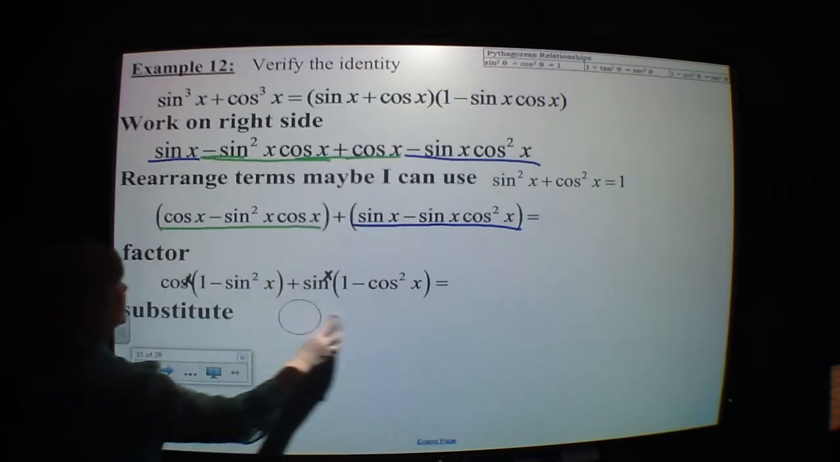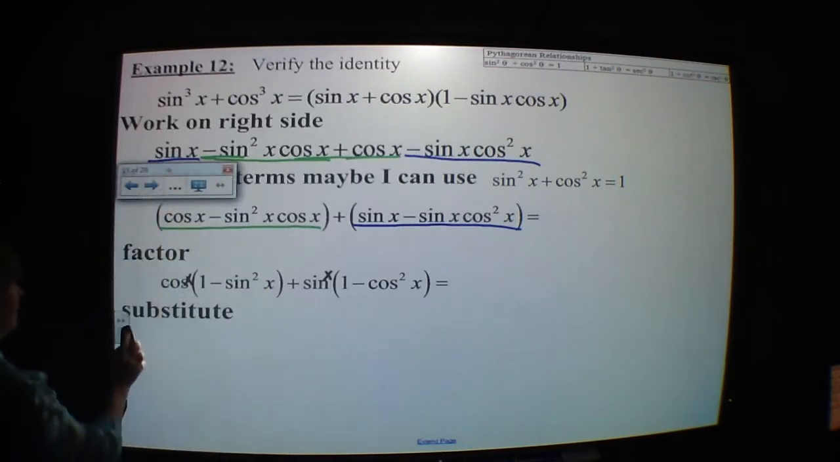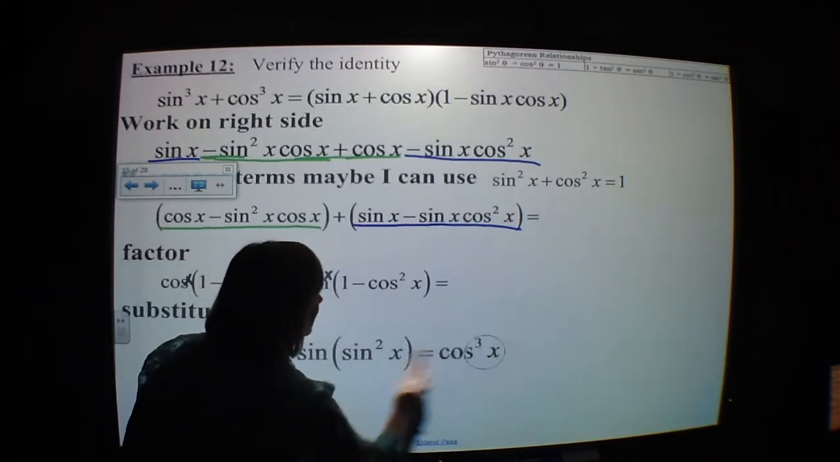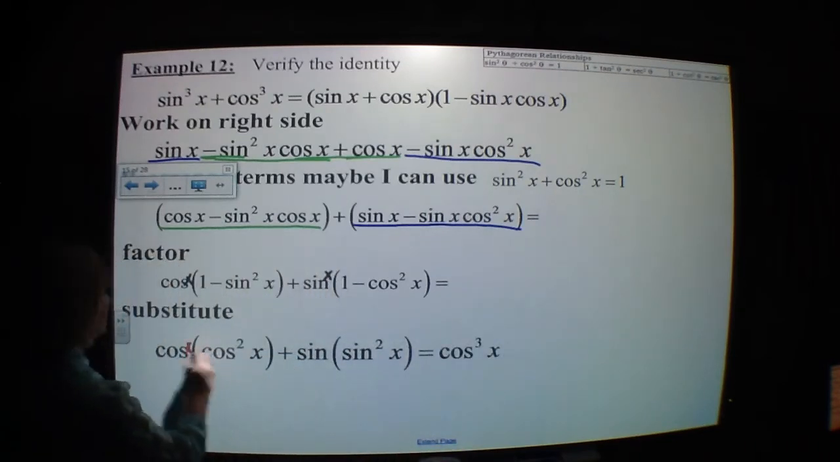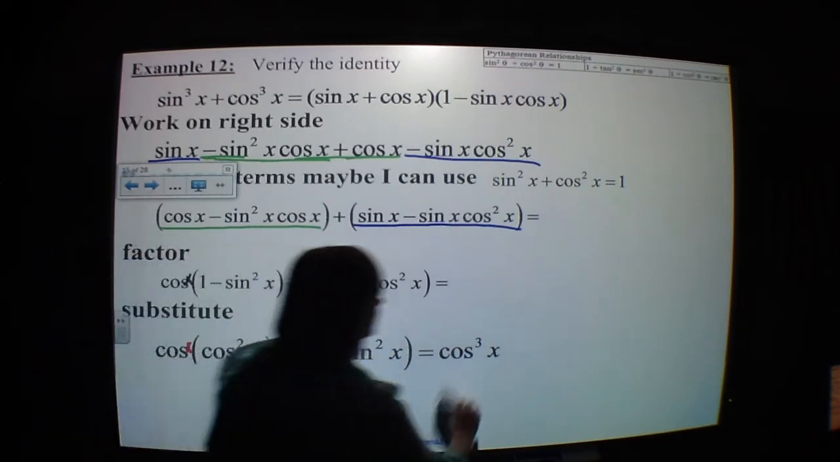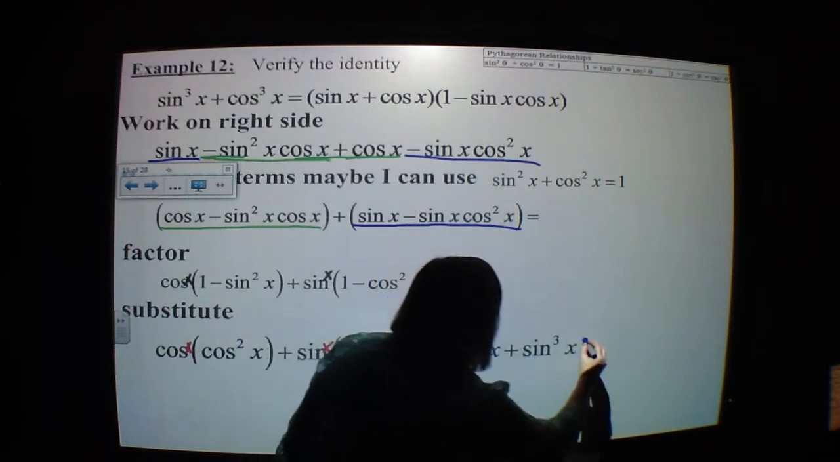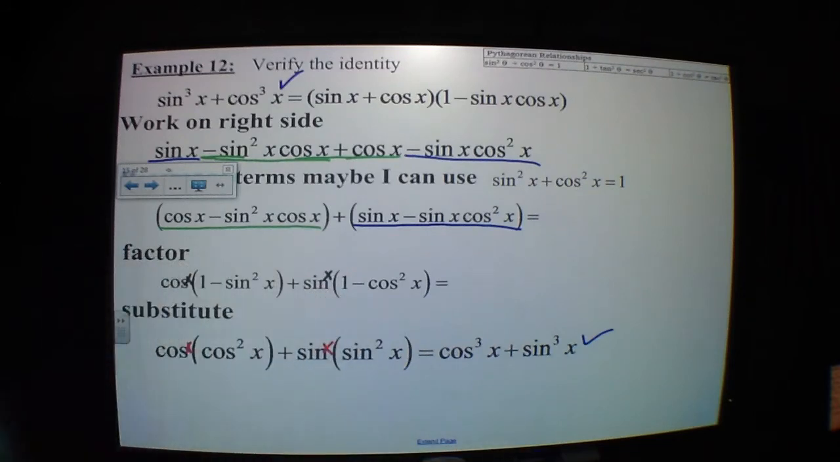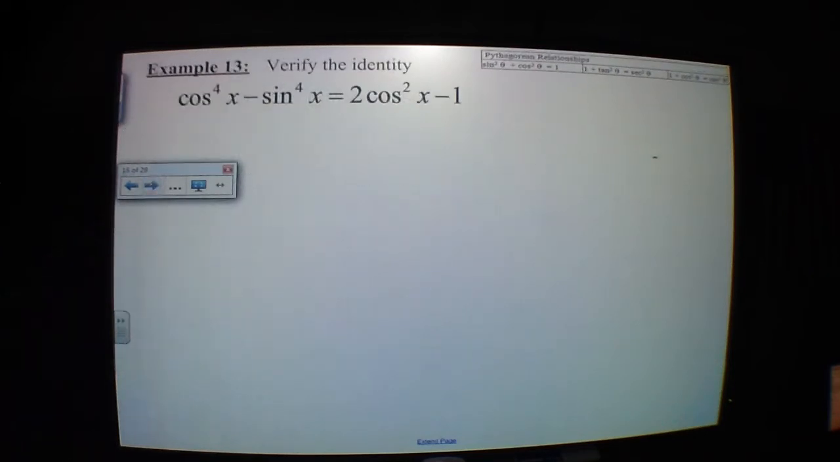So I'm going to do a substitution. And remember, you do have x's here. Cosine cubed, sine cubed. You did it. We're done. So I grouped stuff together and then I factored by grouping. Like I said, probably not the only way to do it, but it's one way to do it.